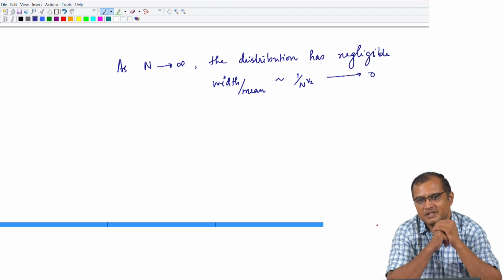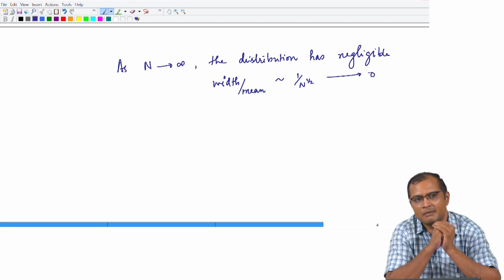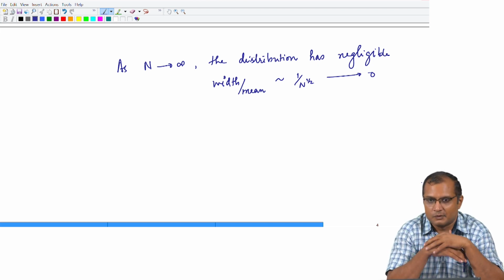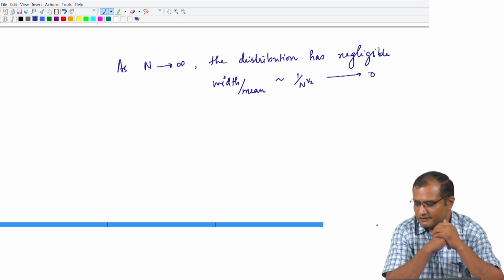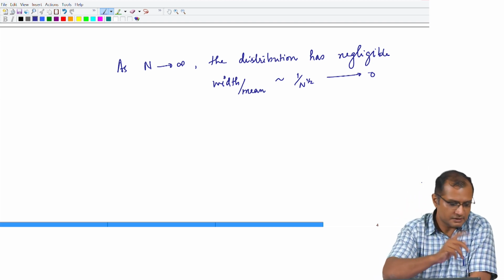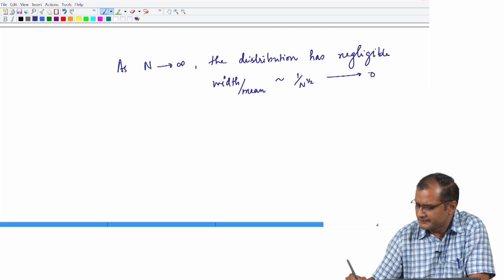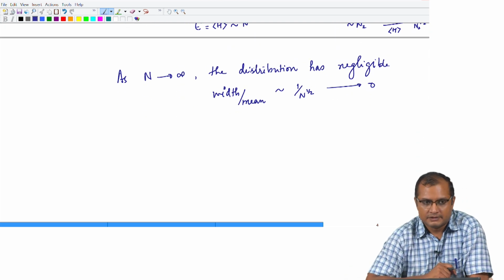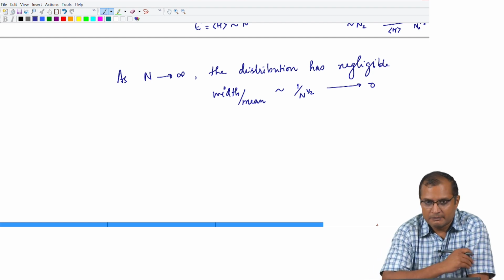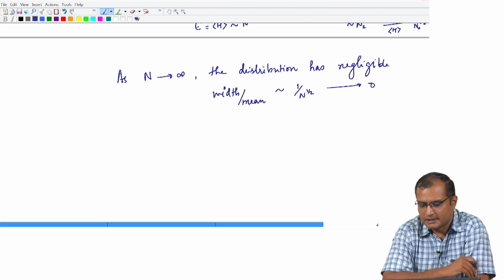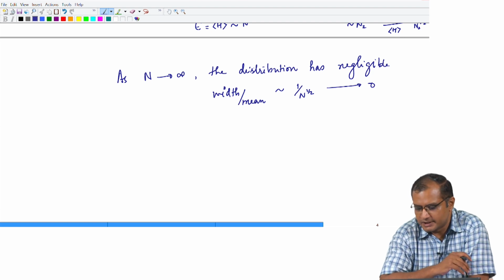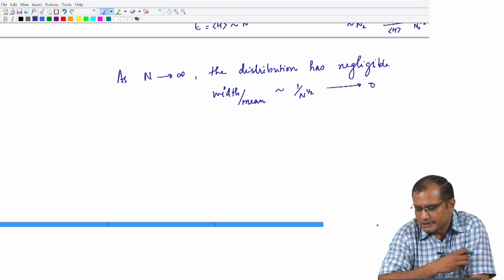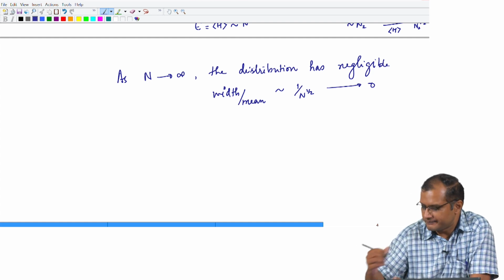As your salary becomes 10 to the power 6, if you earn $1,000,000 in a month, I would say that, okay, your expenses are essentially 0. So, that is the analogy I have given here, that the width alone does not signify anything. It is the ratio of width over mean that signifies the nature of the distribution, and I argue that the distribution becomes a delta function in the limit n tending to infinity essentially.